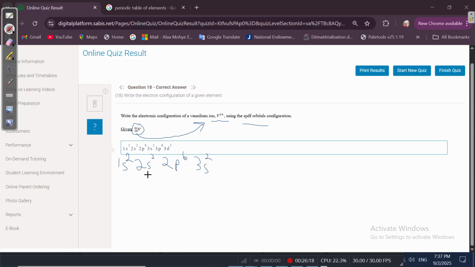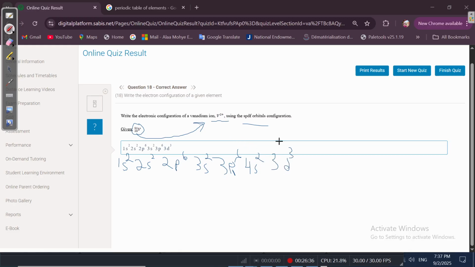How much is that? That's 10, and then 3p6, and then 4s2, and then how much? No, this is all 20, right? 20, and then 3d, how much? 3d, 3. Now comes the tricky part.